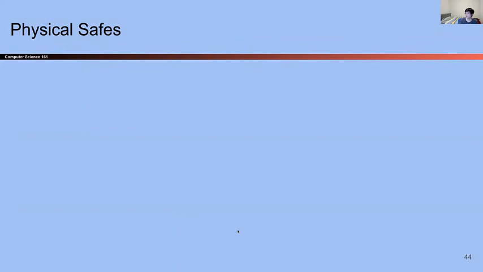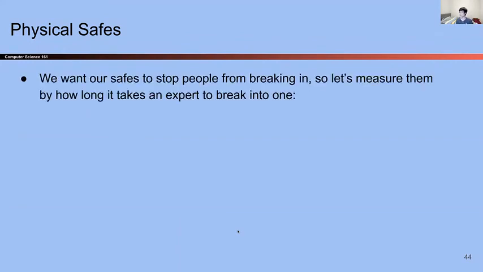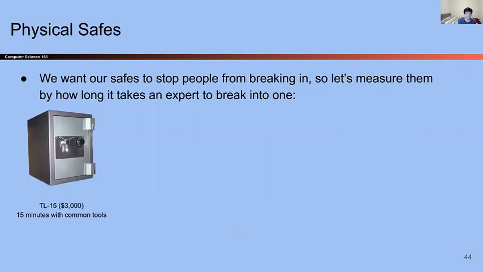Okay, next one, we're going to talk a bit about physical safes. So we want our physical safes to stop people from breaking into our things. A good way that we're going to measure them is how long it takes an expert to break into a safe. The keyword here is expert. We don't want some Joe Schmo on the street just breaking into it. We want to make sure someone who knows how to use tools is trying to break in. That's going to be our threat model for this scenario.